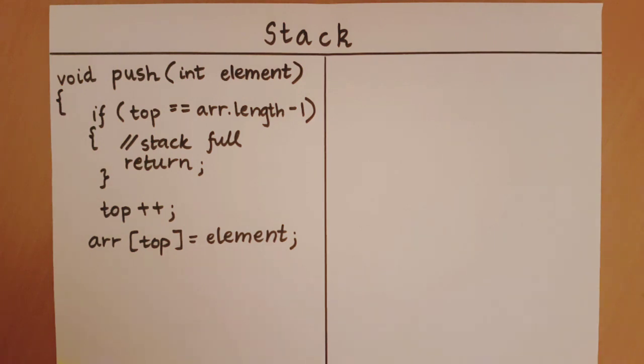So the first element which is pushed into the stack is stored in array of 0, which is exactly what we want. So that is why we initialize top to -1. Now we have set array of top is equal to element and our work here is done. So the push function has been successfully written.